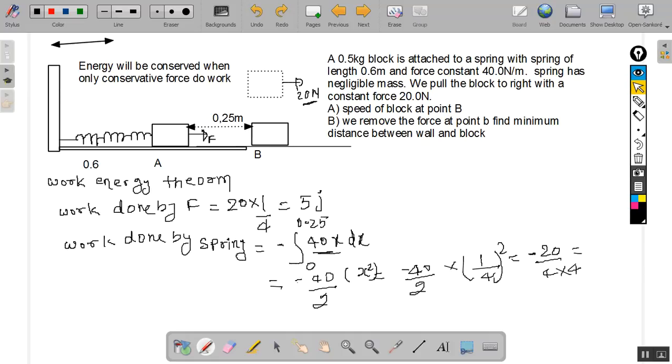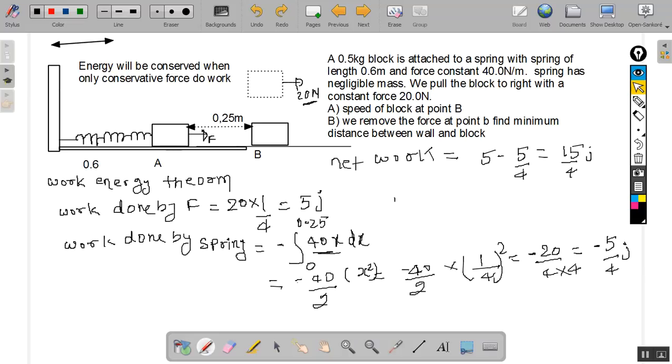Okay, so this will be basically minus 5/4 joule. So what is the net work done? The net work done will be the summation of these two. Net work done will be 5 minus 5/4. That will become 20 minus 5 over 4, that will be 15/4 joule.